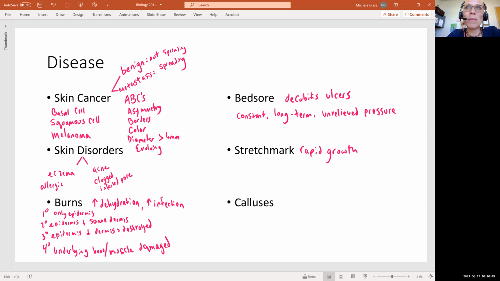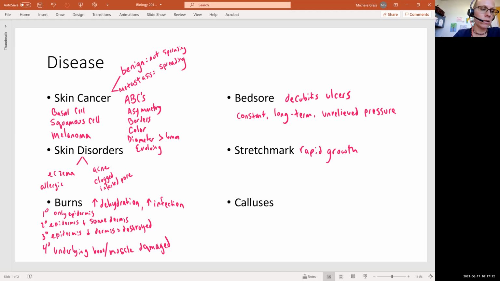And so you're pretty much overstretching those elastic fibers in the dermis, and then it leaves a mark in the skin. And those do kind of degrade somewhat over time. They become less obvious, but that's essentially what that is.